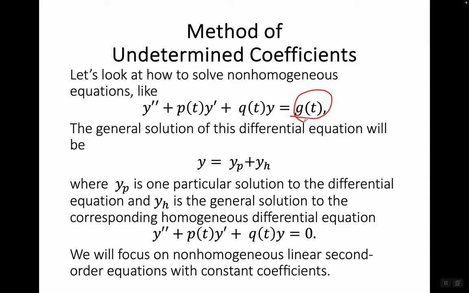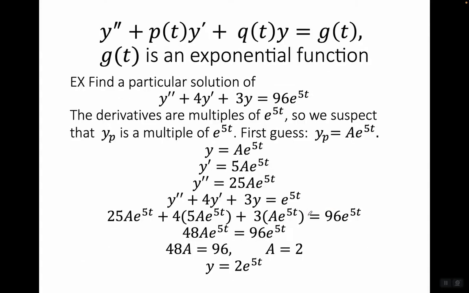The general solution of this differential equation would be y equals y sub p plus y sub h. Y sub p is one particular solution to the differential equation, and y sub h is the general solution to the corresponding homogeneous differential equation y double prime plus p of t y prime plus q of t y equals 0. Notice this equation has a 0 on the right side. It's homogeneous. We will focus on non-homogeneous linear second-order equations with constant coefficients. So the p of t and the q of t will just be constants.